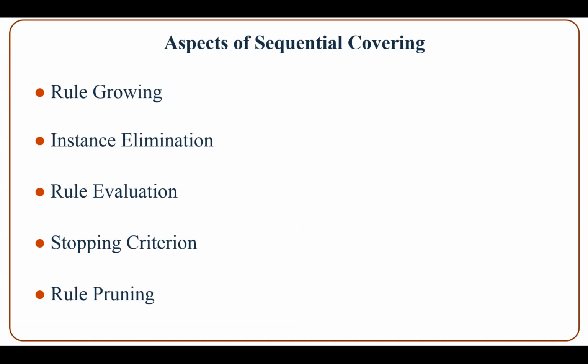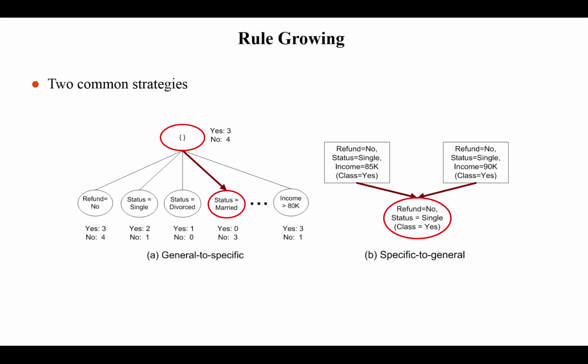Aspects of sequential covering include rule growing, instance elimination, rule evaluation, stopping criterion, and rule pruning. First, let's talk about rule growing. There are 2 common strategies, general to specific and specific to general. With the general to specific strategy, an initial rule is created in which the left hand side is an empty set. The algorithm looks at the possible conjuncts to include in the rule antecedent.